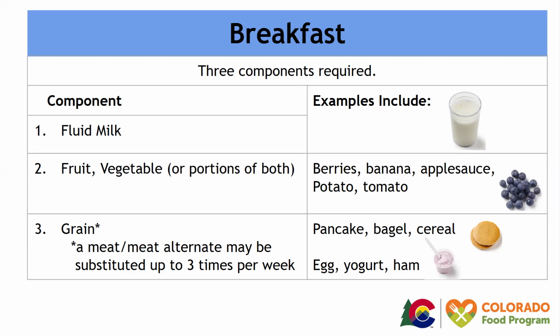Now the grain can be substituted for a meat or meat alternate up to 3 times per week. Grain options we typically see at breakfast include pancakes, bagels, cereal, and some grain or meat alternates we often see at breakfast include eggs, yogurt, or ham.